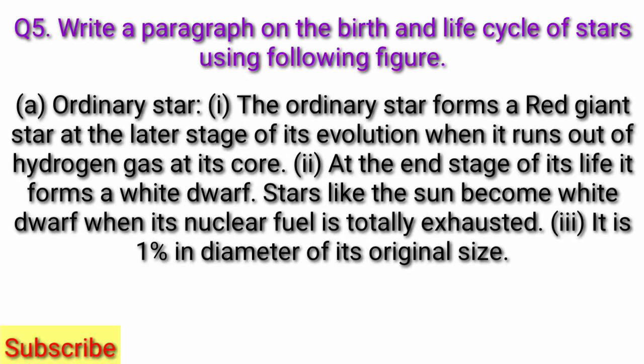Ordinary star. The ordinary star forms a red giant star at the latter stage of its evolution when it runs out of hydrogen gas at its core. At the end stage of its life, it forms a white dwarf. Stars like the Sun become white dwarfs when their nuclear fuel is totally exhausted. It is 1% in diameter of its original size.